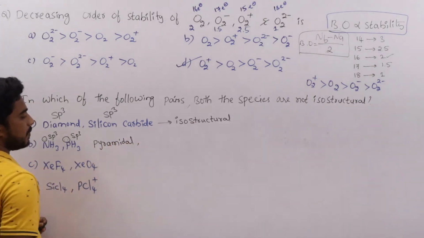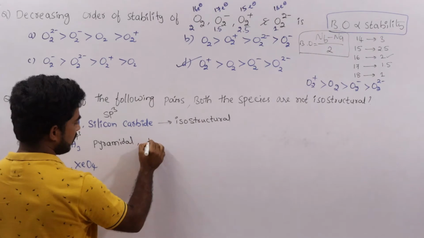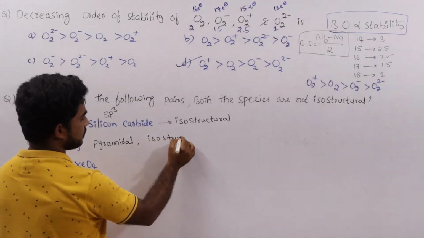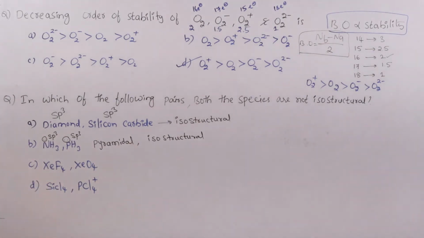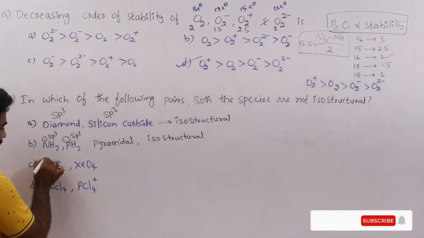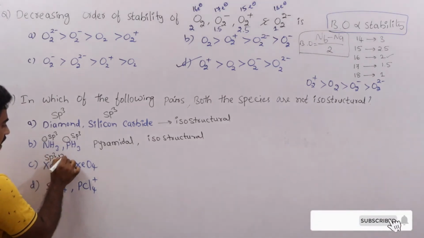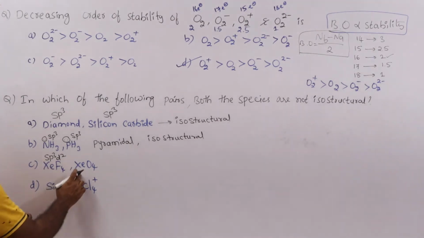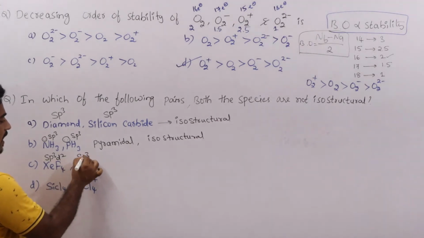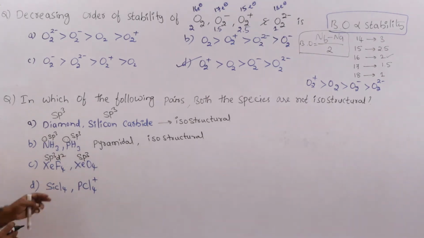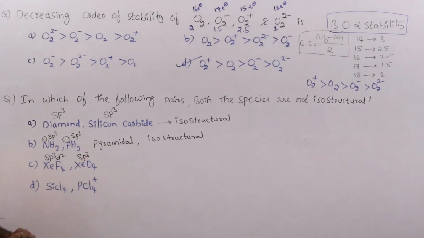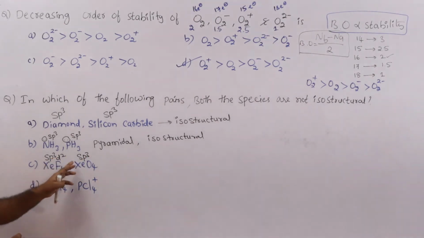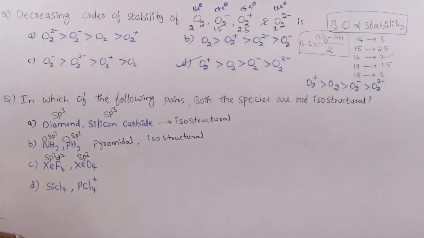These molecules contain pyramidal shape and that's why they are isostructural. So when it comes to XeF4, XeF4 undergoes sp3d2 hybridization and XeO4 undergoes sp3 hybridization. Here XeF4 is sp3d2, XeO4 is sp3.